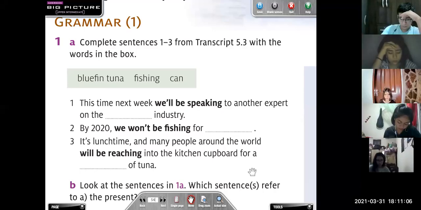Bluefin tuna. It's lunchtime, and many people around the world would be reaching into the kitchen cupboard for a can of tuna.